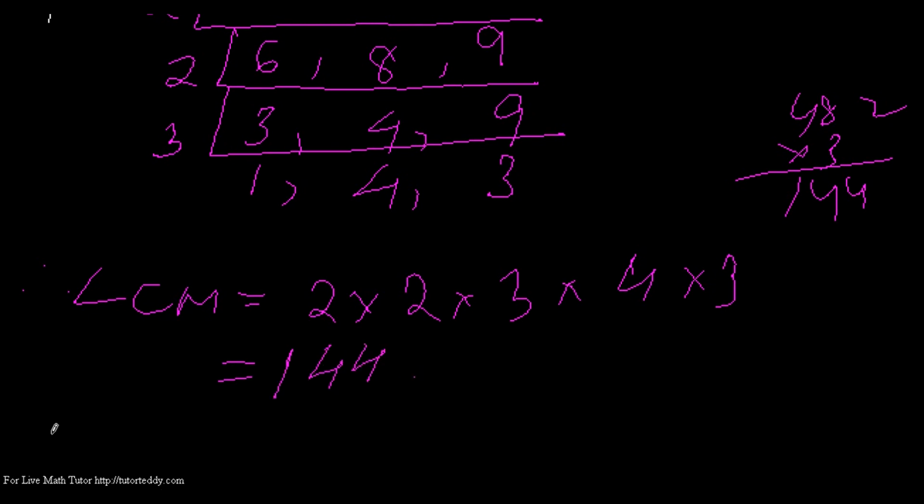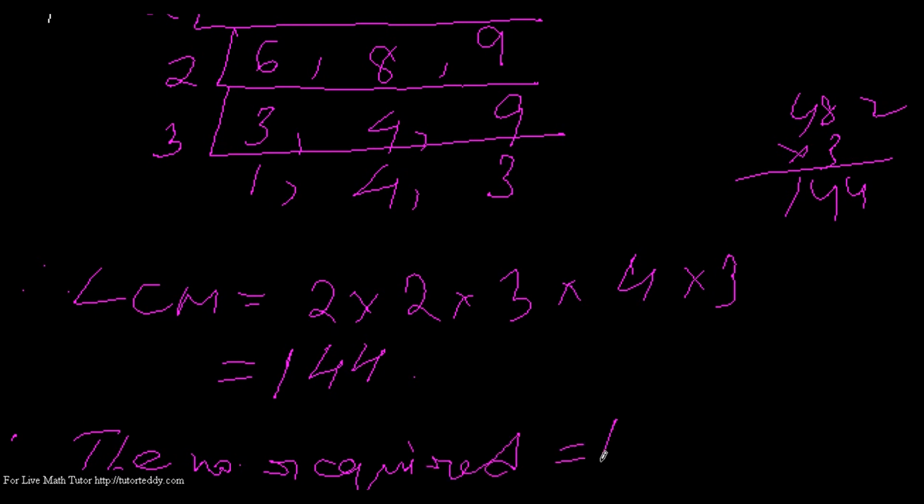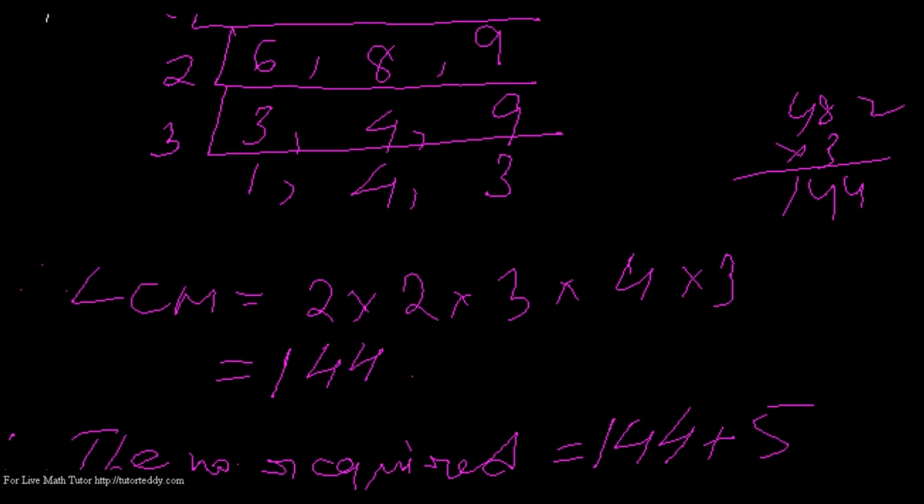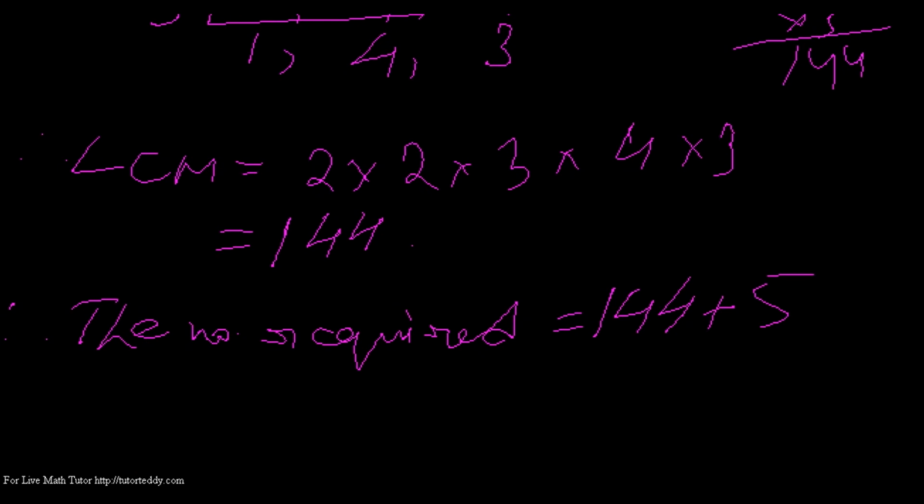So the number required, because it said there will be a remainder of 5, equals 144 plus 5. We just add the remainder. That means how much will that be? 5 plus 4 is 9, then 4, then 1. That means 149 is the required number.